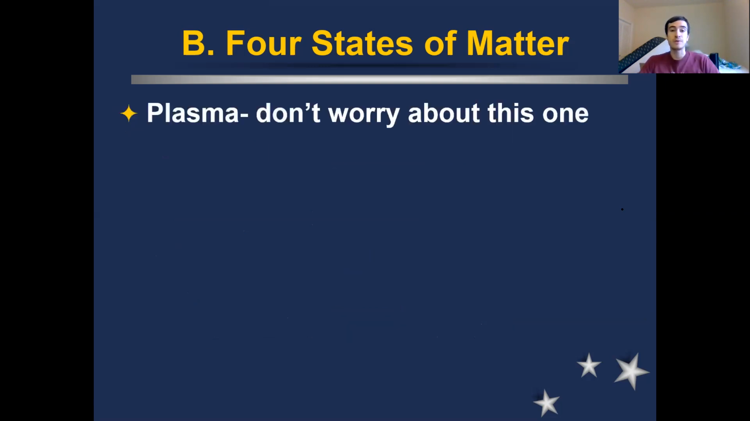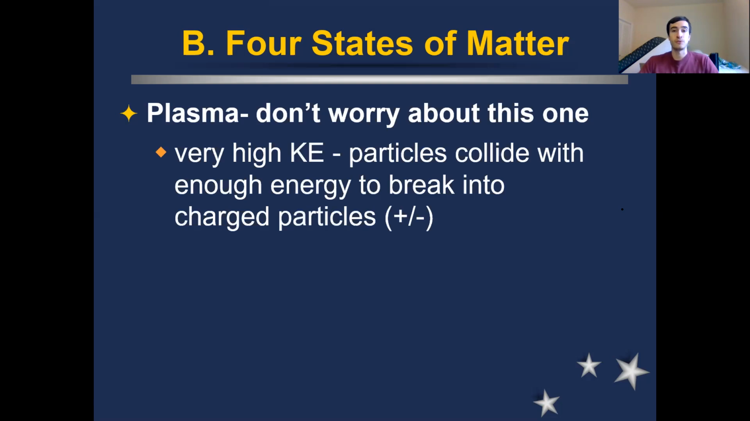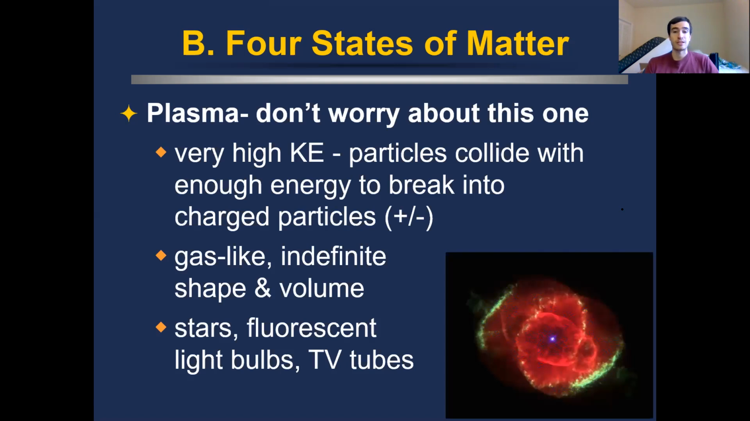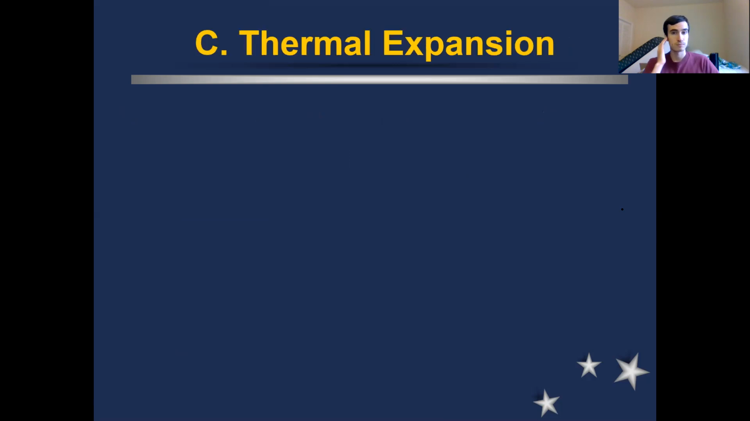Plasma, we're not going to really worry about it. It's another state of matter. Usually you get it either through very specific electrical or chemical reactions, or in very extreme situations like inside of stars, you get a lot of plasma. But we're not really going to worry about it for this class. We're just going to focus on solids, liquids, and gases.